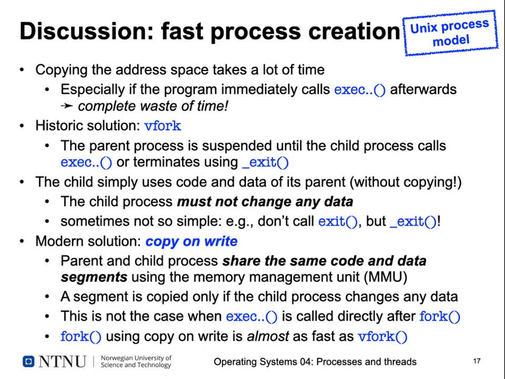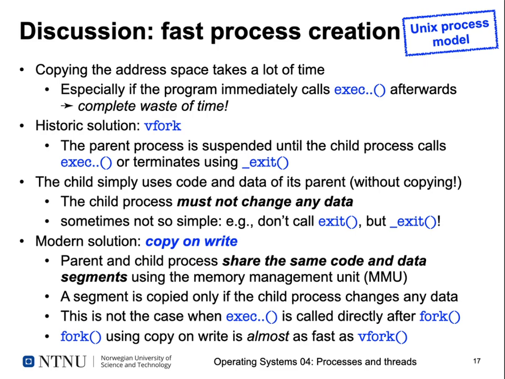So we had fast process creation, but is it really that fast? Well, creating such a new process means we need to copy the address space. So we need to copy all the data and all the code of our program to new locations in memory. And if you have a large program, that can take quite some time. And we've seen that there's a way to call another program, to start another process using the execve function, for example. So especially if you fork your process just to call another program immediately, then it's a complete waste of time to copy all the address space over, because exec immediately would replace all the contents of your address space by the new program that was just started. So it would be a complete waste of time.